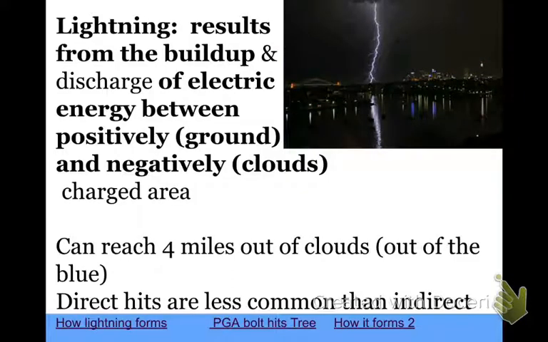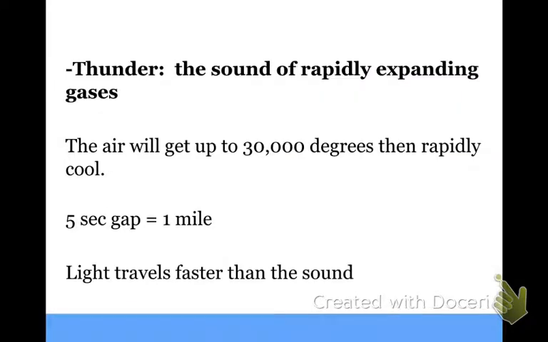So hopefully you enjoyed those videos. Thunder is simply the sound of rapidly expanding gases. So when you have a lightning bolt, the air is going to heat up very, very drastically to about 30,000 degrees, and then it's rapidly going to cool off.